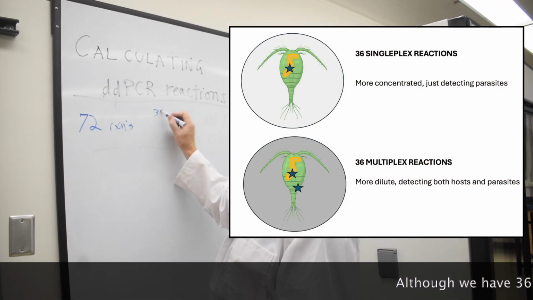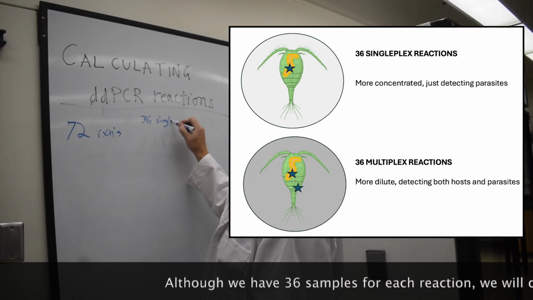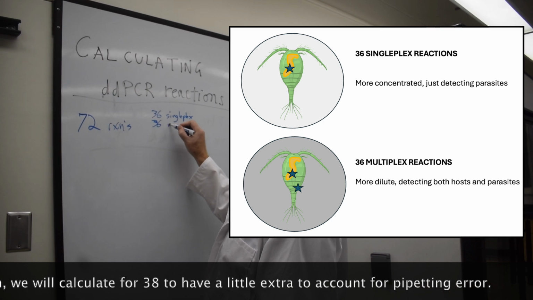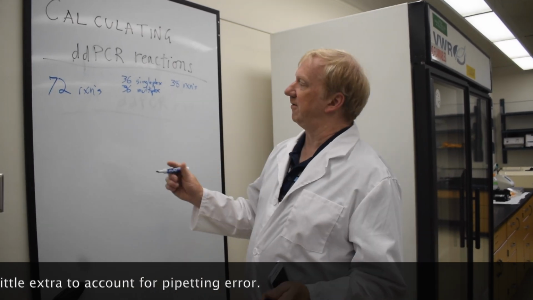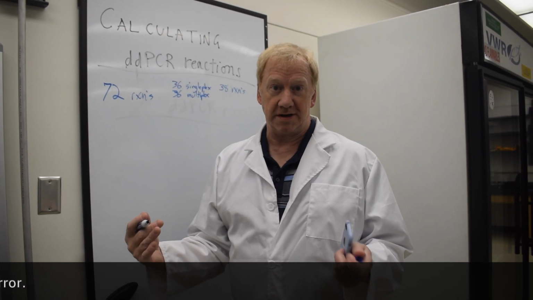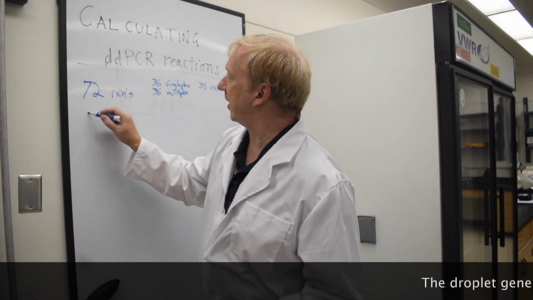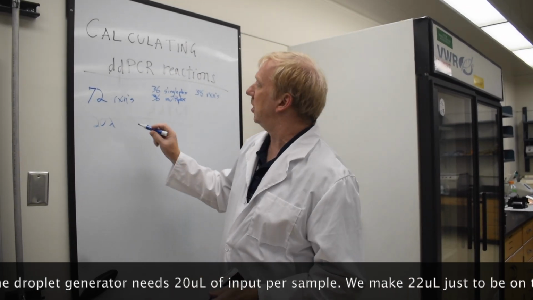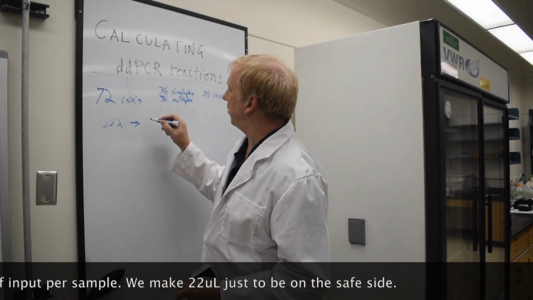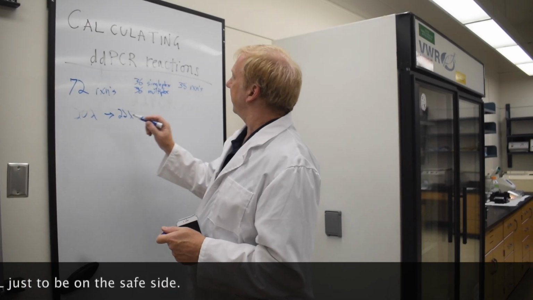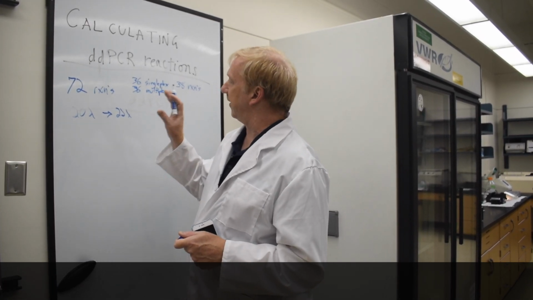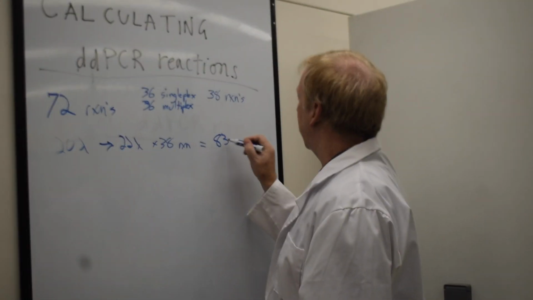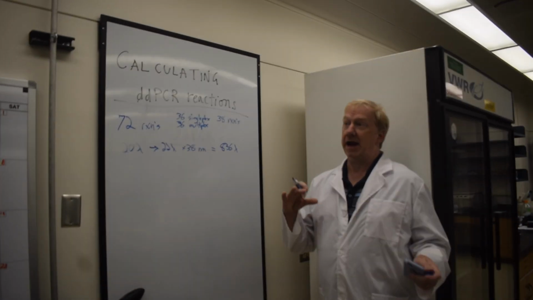We'll have 36 singleplex and 36 multiplex reactions. The total reaction volume that we load into the ddPCR machine to make the droplets is 20 microliters. But because we want to have 20 microliters for sure, we will actually make a 22 microliter solution. So if we have 22 microliters of each reaction times 38 reactions, that will be our total reaction volume.